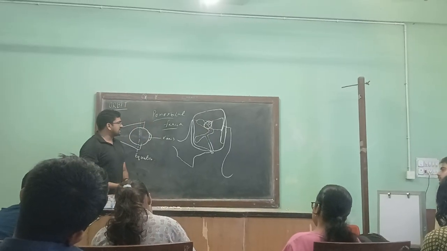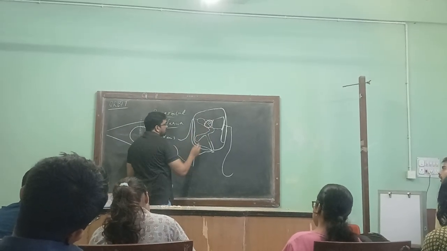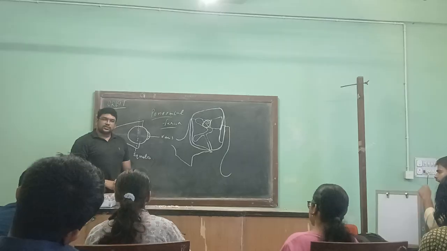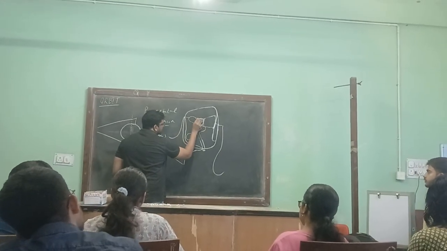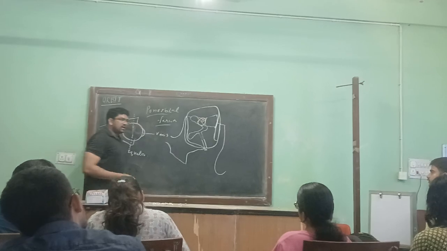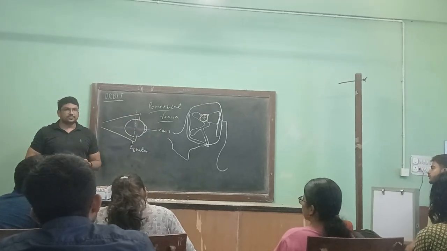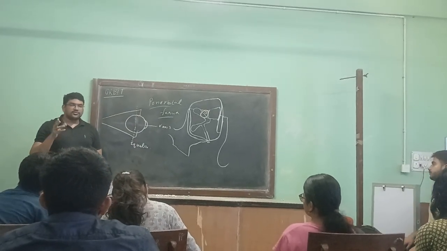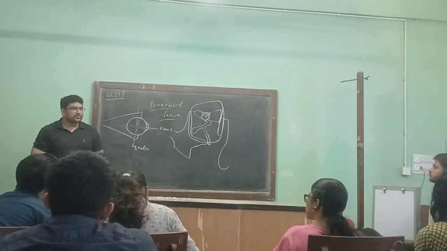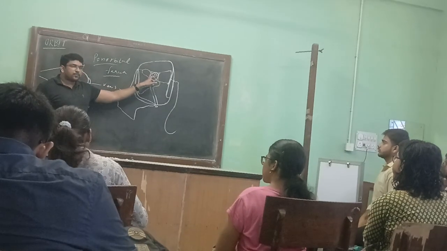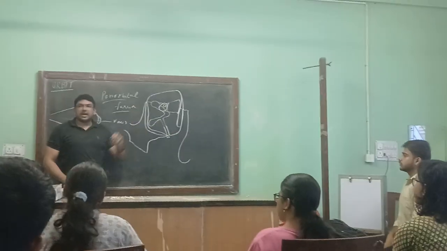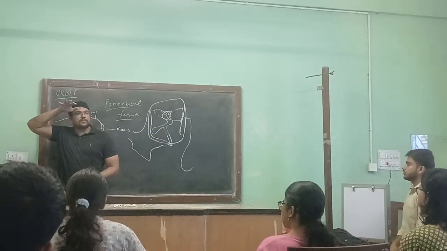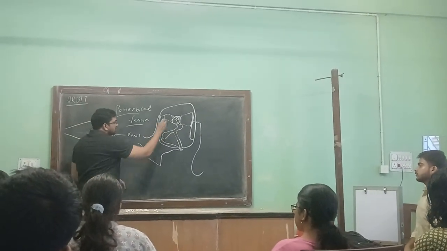And the other extraocular muscles, one is the superior oblique over here. Superior oblique will be arising from the under surface of the lesser wing of the sphenoid bone. Two muscles will be arising from the under surface of the lesser wing of the sphenoid. One is the superior oblique and the other is levator palpebrae superioris, which elevates the upper eyelid. So two muscles will be over here.